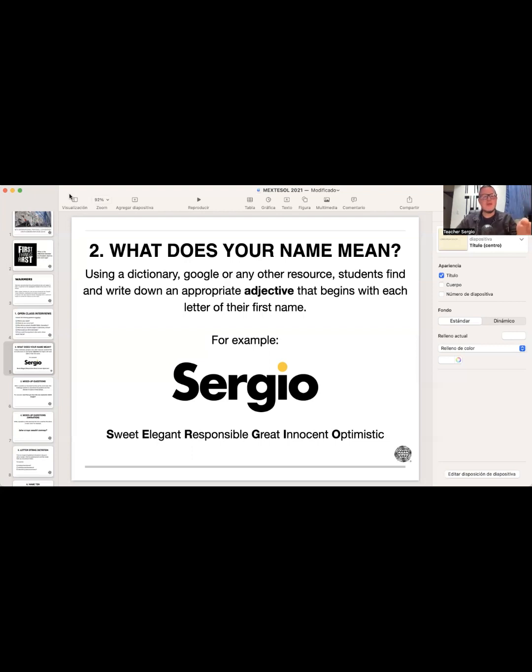You have to make students figure out the meaning of their names by using adjectives. You can also use, I don't know, colors. You can use pieces of clothing, whatever you're working on or whatever you want them to use. Okay?